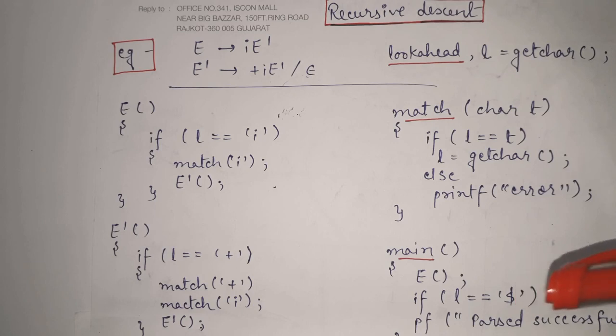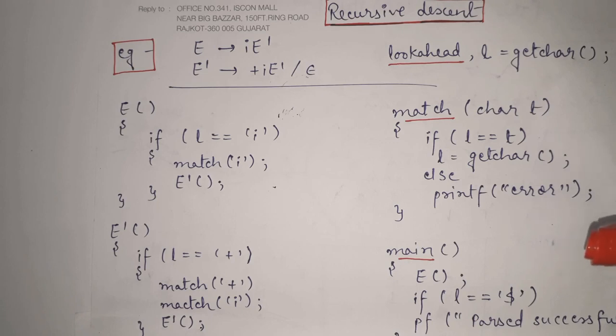Now my second parser is the recursive descent parser. We were having recursive descent, non-recursive descent and operator precedence parser. Among these three, the non-recursive descent parser is also known as the LL1 parser, and LL1 parsing is one of the very important topics of compiler design.